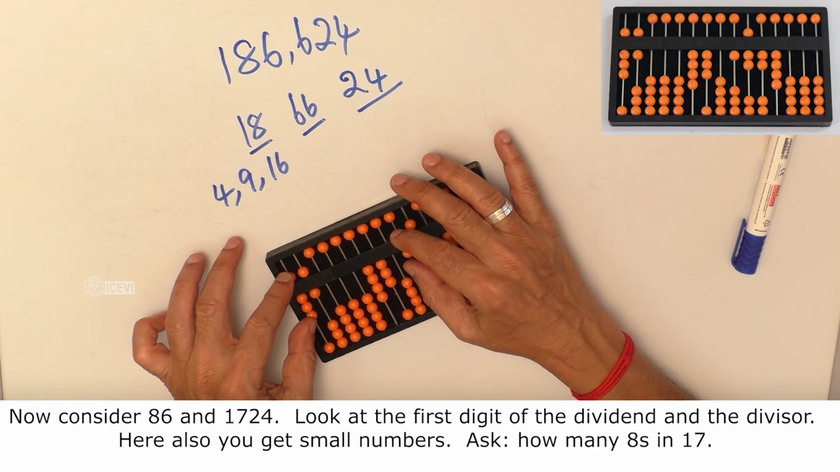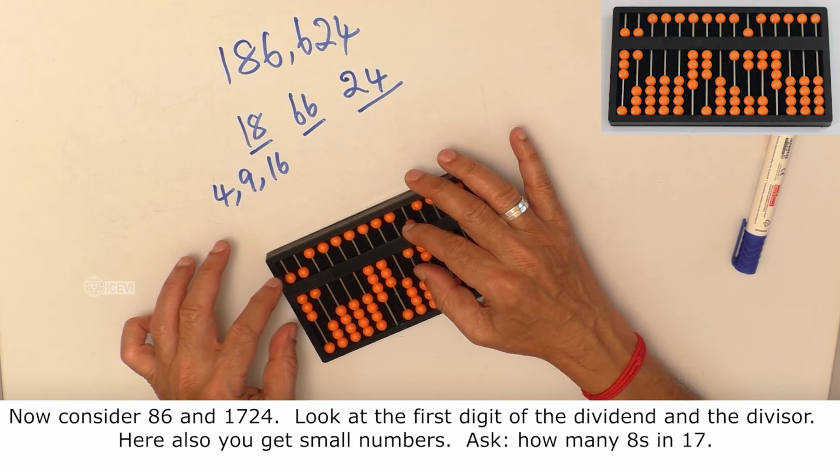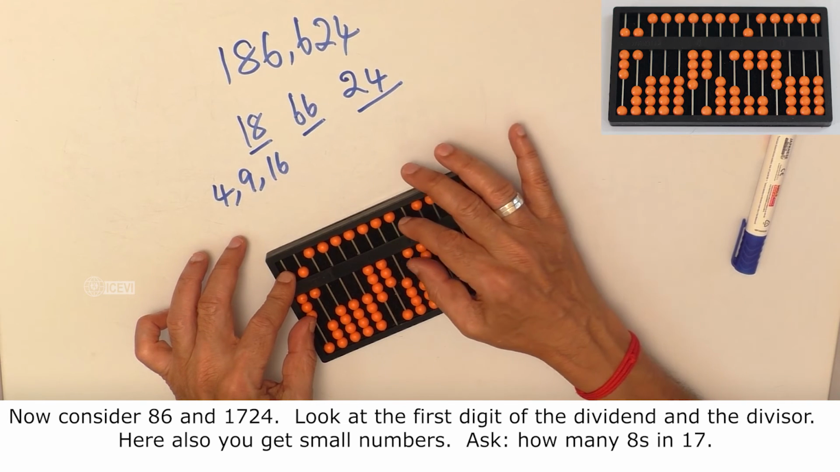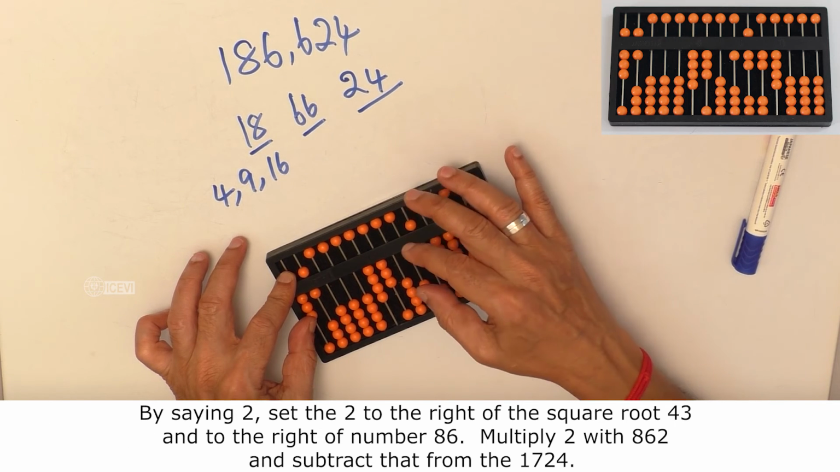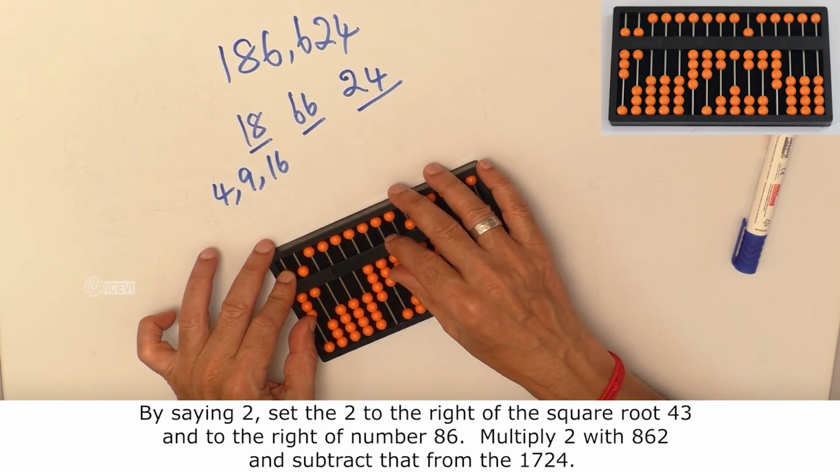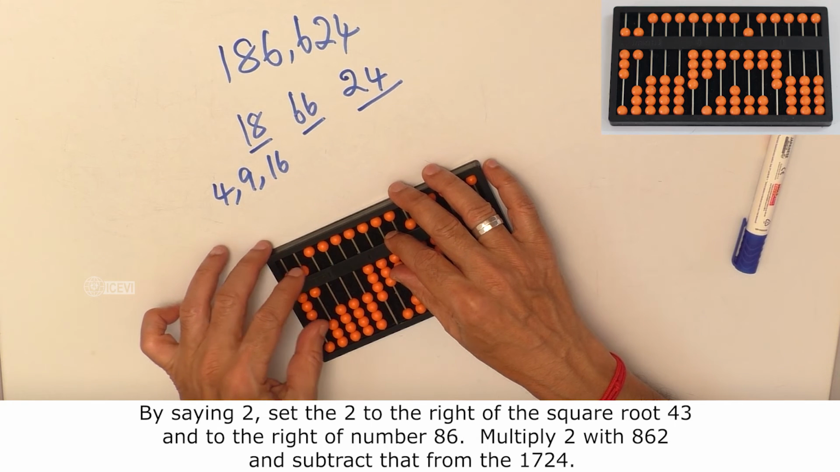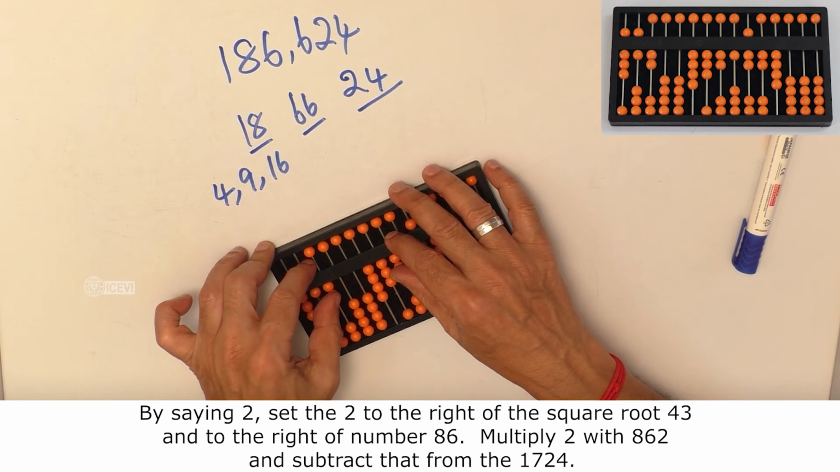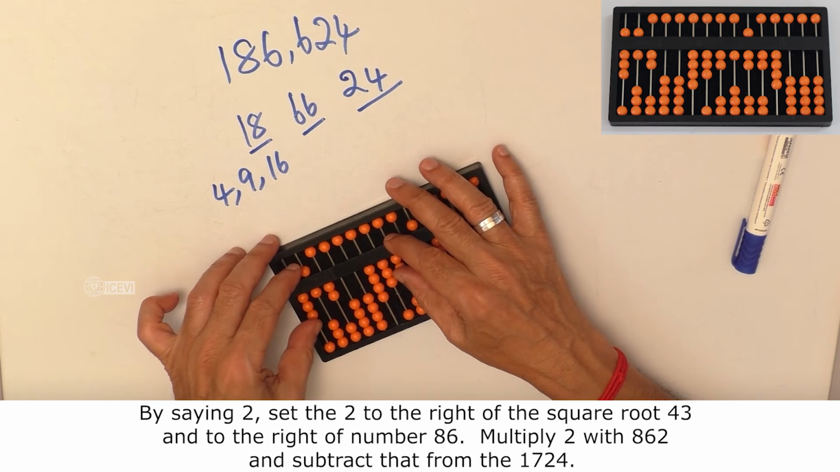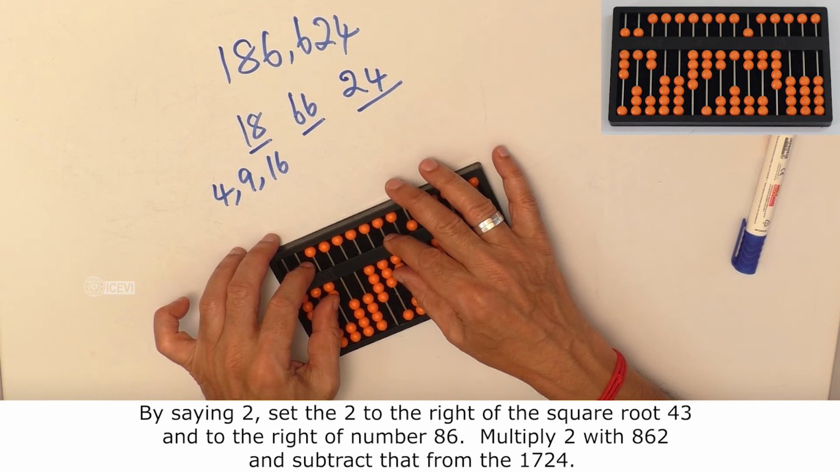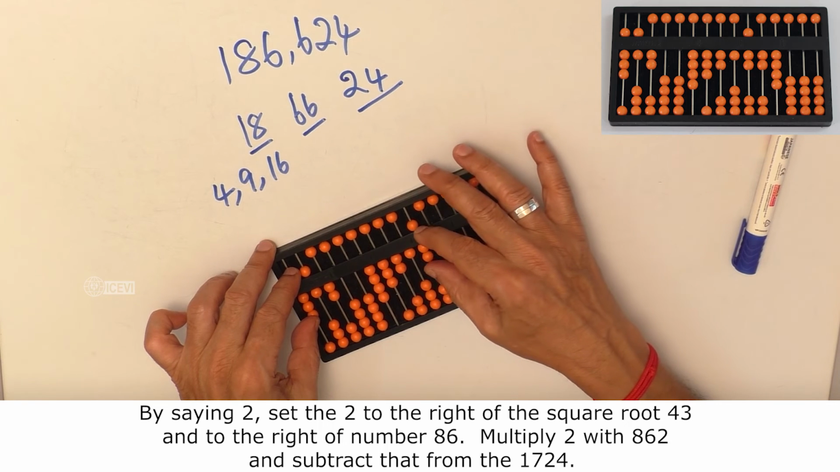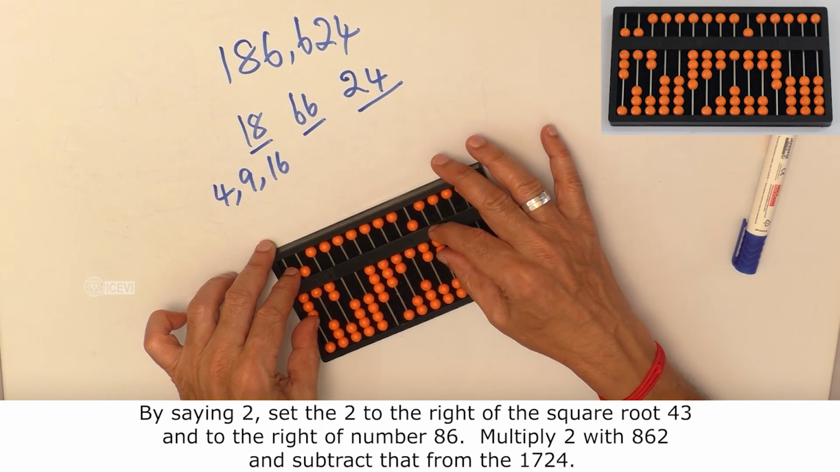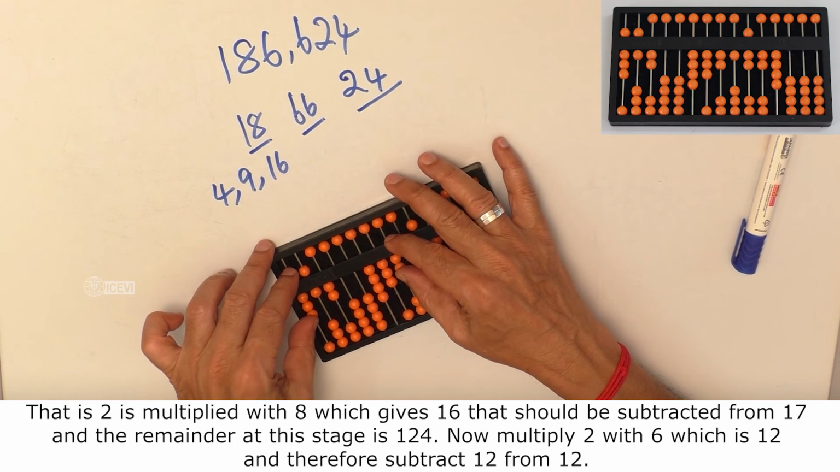Here also you get small numbers. Ask how many 8s in 17 by saying 2. Set the 2 to the right side of 43 and to the right of the number 86. Multiply 2 with 862 and subtract that from the number 1724. That is 2 multiplied by 8, which gives 16.